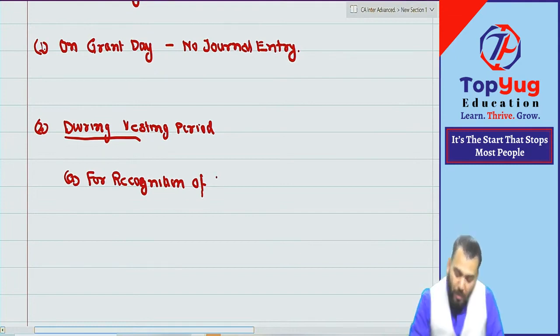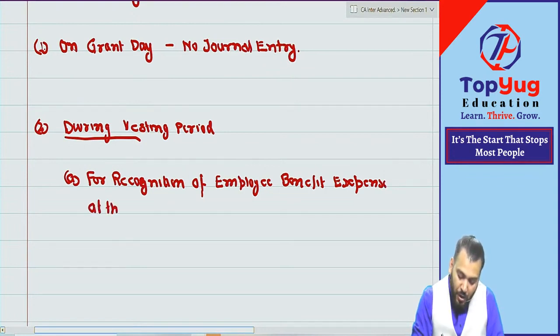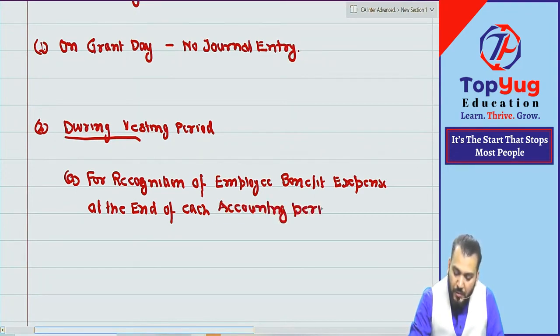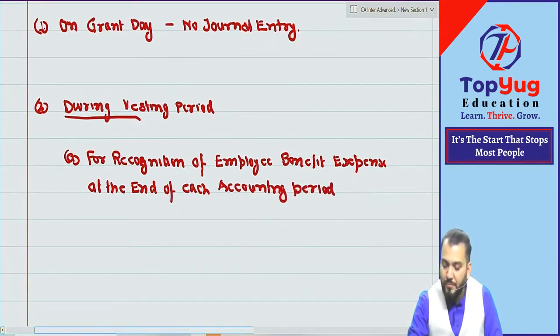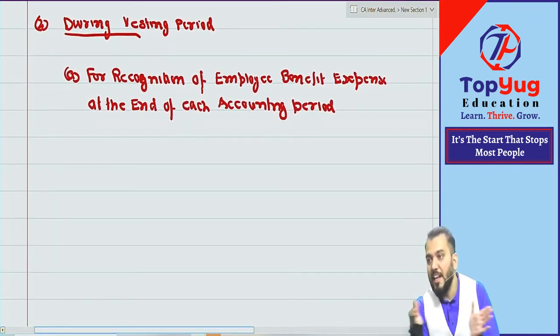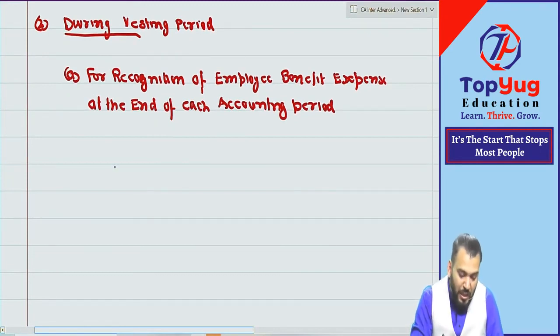So for the recognition of employee benefit expense at the end of each accounting period. During the vesting period, at the end of each accounting period, what journal entry will we do?